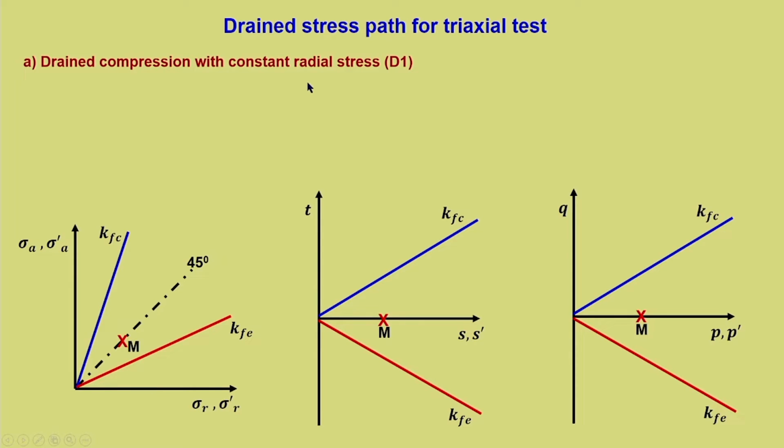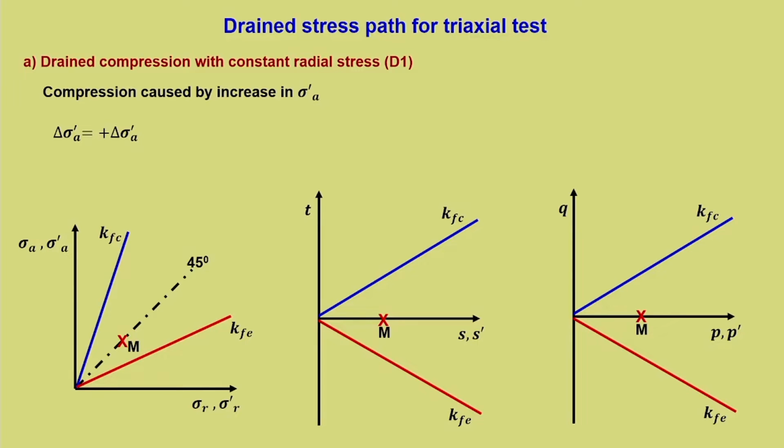It is constant radial stress. So, compression is caused by increase in sigma A dash. It is clear now, these things have to be kept in mind. So, it is an increase in sigma A dash, and hence delta sigma A dash is equal to plus delta sigma A dash. This aspect again we have discussed in the previous lecture.